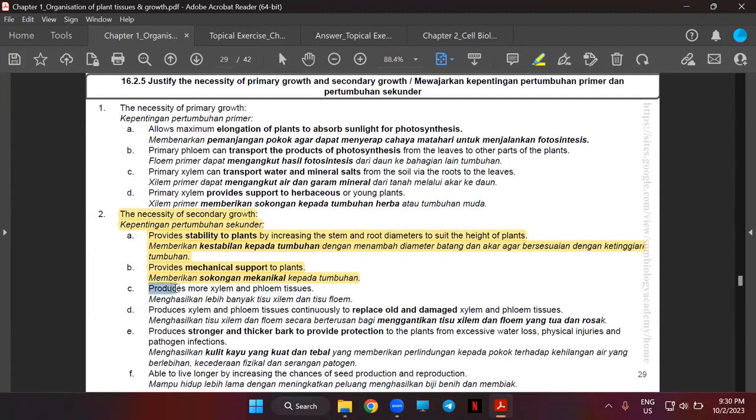C. Produces more secondary xylems and secondary phloem tissues. Menghasilkan lebih banyak tisu xylem sekunder dan tisu phloem sekunder. Tambah perkataan sekunder.